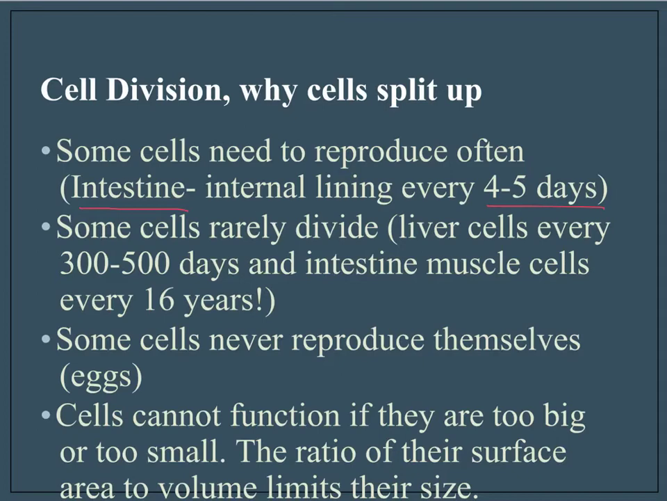Now, some cells don't divide very often at all. For example, your liver cells and even your intestine muscle cells, like the outside cells, last for 16 years. You probably have the same ones you were born with. Some cells never reproduce themselves. That's eggs, human eggs. Boys do not have eggs. Women have eggs. Boys have sperm. Those are our sex cells.